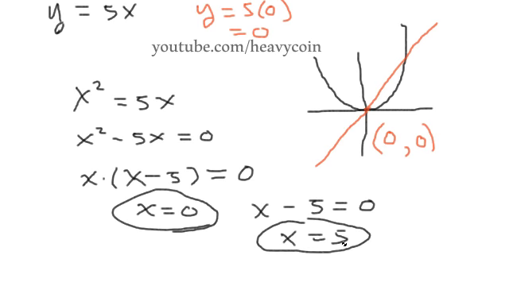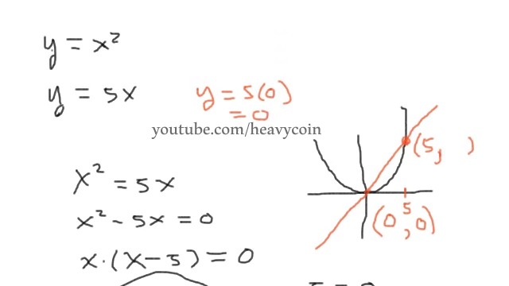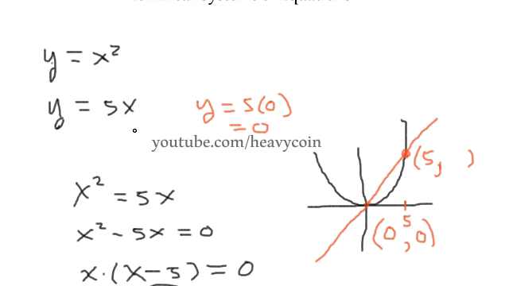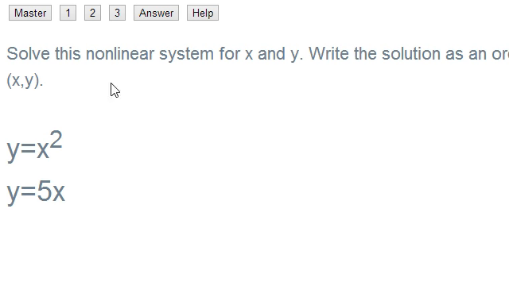Then we would look at the other x value, which is x is equal to 5. So this must have been 5 here on the x-axis. To find out what our y value, our second coordinate, is going to be, we would just plug 5 into either one. So 5 squared is 25, or 5 times 5 is 25. So there's our two solutions, and that's where the two graphs intersect. Okay, so let's look at another one. I'll click on answer, and we get (0, 0) and (5, 25) as our two ordered pairs.